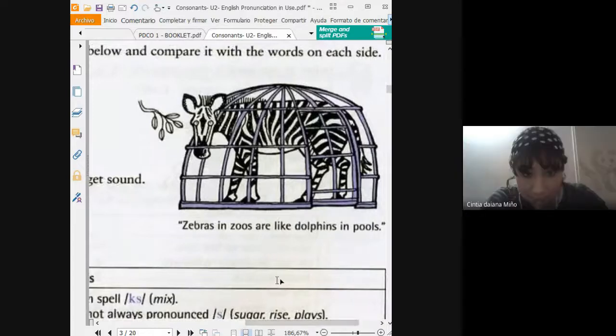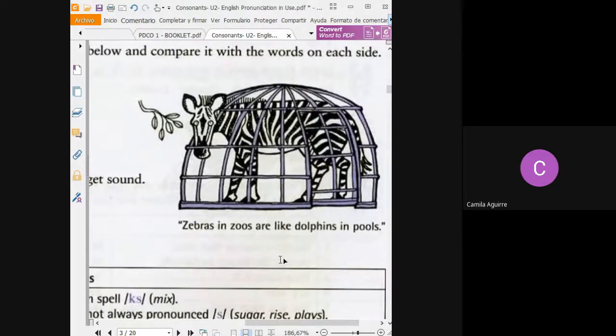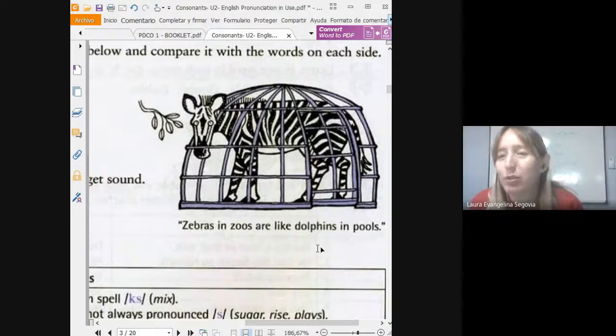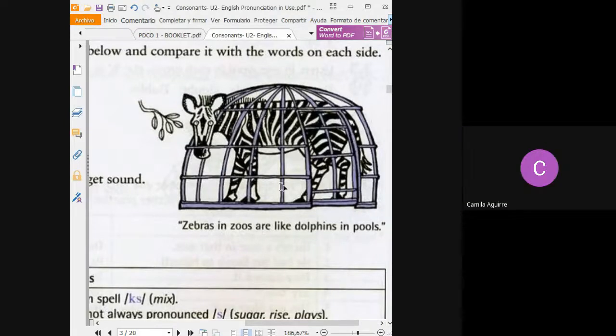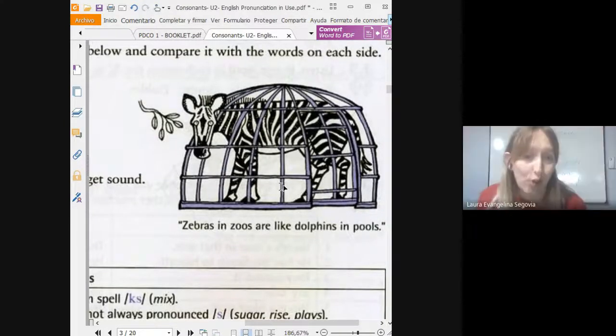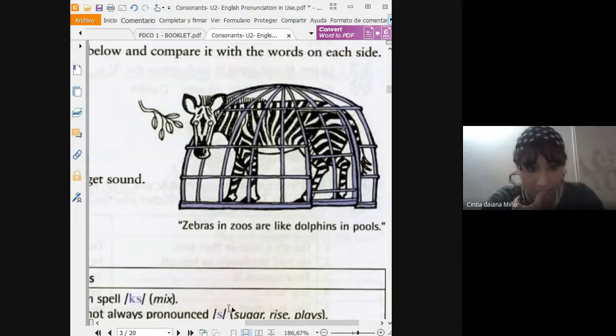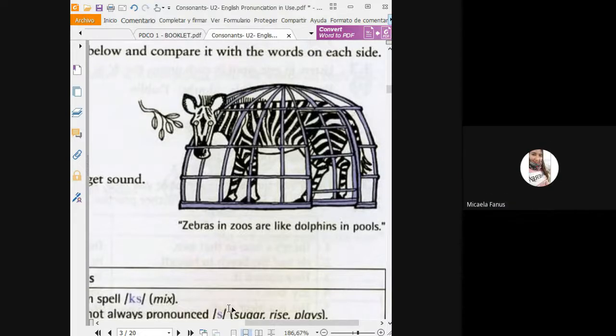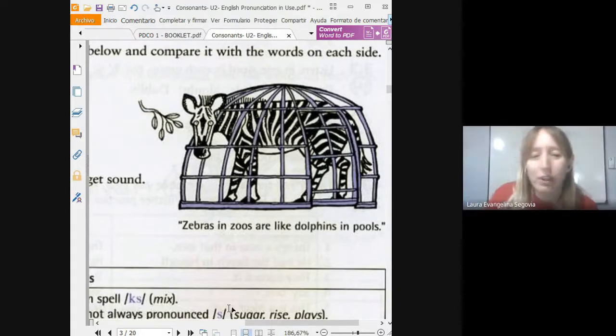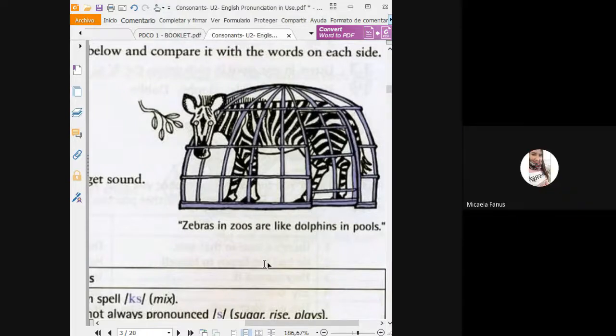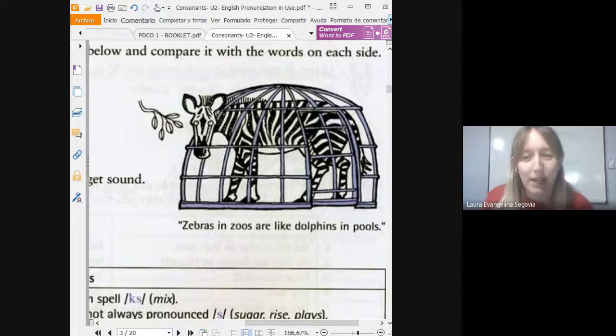Zebras in zoos are like dolphins in pools. Okay, faster now. Zebras in zoos are like dolphins in pools. Good. Faster, it was better than slower. Very good. Thank you, Cami. Mika? Zebras in zoos are like dolphins in pools. Good. Very good. One more time. Zebras in zoos are like dolphins in pools. Okay, good. Thank you, Mika.